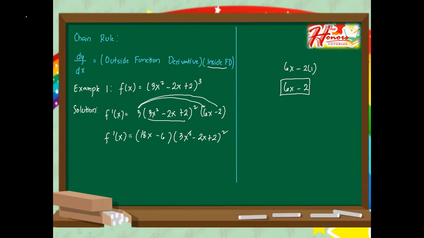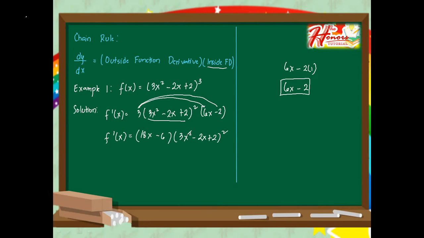Okay, so for this part, why did we multiply 3 and the quantity of 6x minus 2? It is because this equation is allowing you to do so. Why? Because 6x minus 2 is smaller than the quantity of 3x squared minus 2x plus 2. So therefore, you can just combine this in 6x minus 2. Okay?